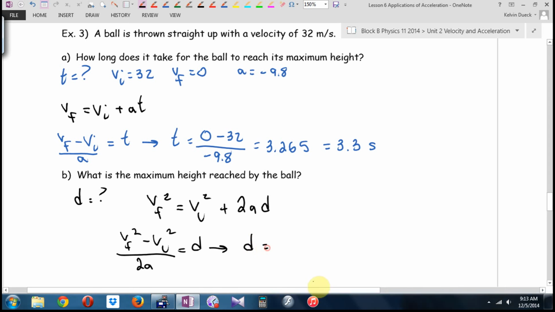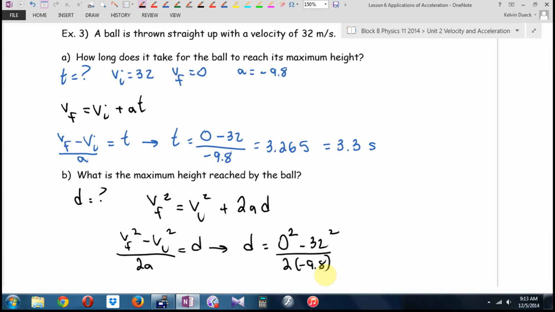D is going to be 0 squared minus 32 squared all over 2 times negative 9.8. By the way, in this question, are we above or below from where we started? Read the question and think about it and use your imagination. Above, should I get a positive or a negative displacement? Positive. If I get a negative, I've goofed.